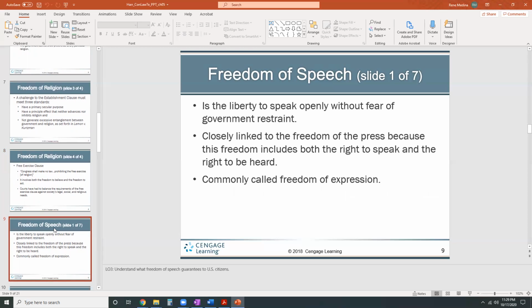The third right found in the First Amendment is the freedom of speech. And this means that you have the right to speak freely without being afraid that the government is going to punish you for speaking your mind. Okay?